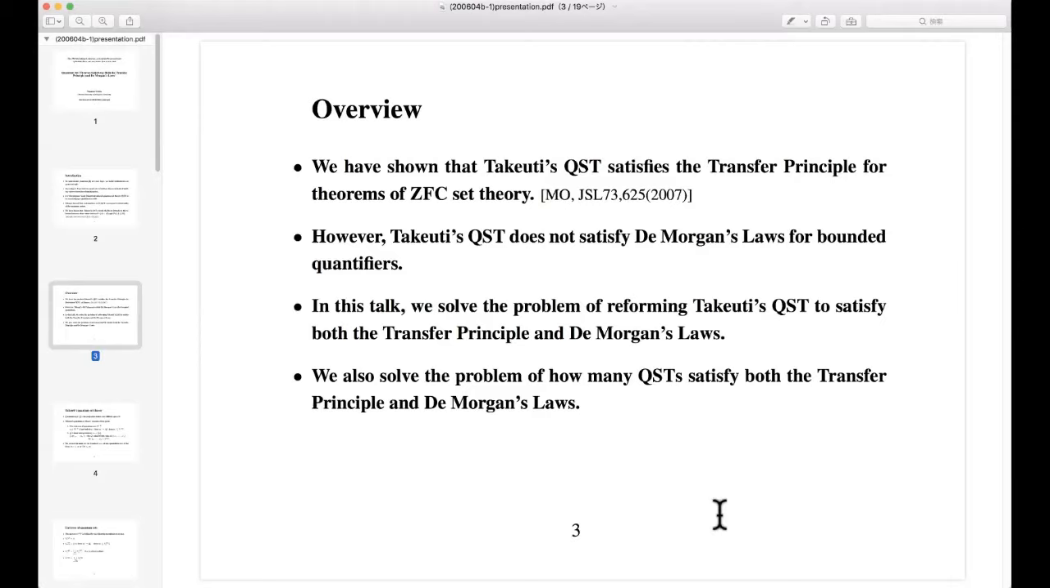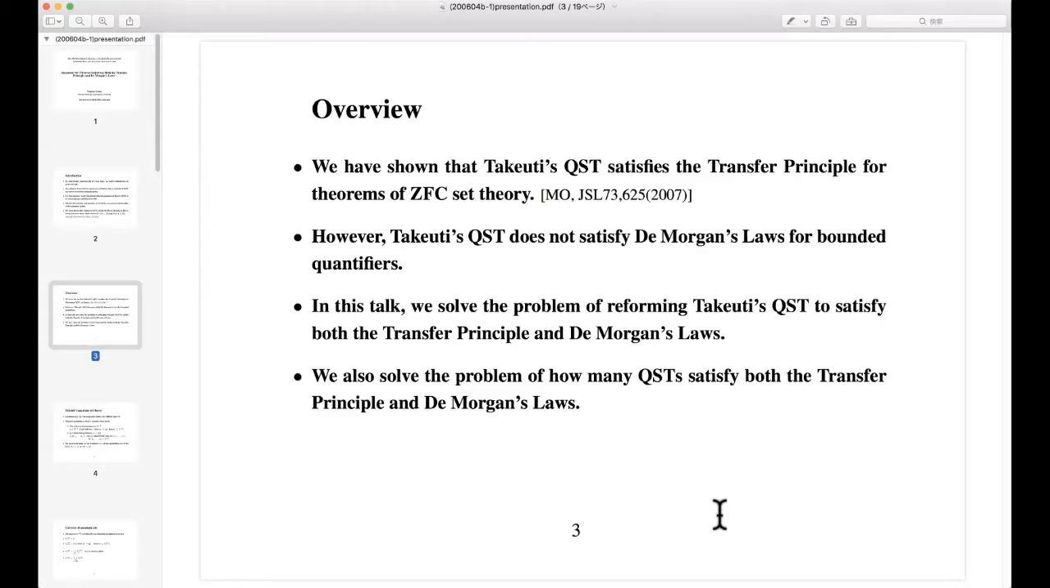We have shown that Takeuchi's quantum set theory satisfies the transfer principle for theorems of ZFC set theory, which generalizes the transfer principle of the Boolean valued models of set theory. In that case, every theorem of the ZFC set theory has the truth value 1. We generalize this to quantum logic.